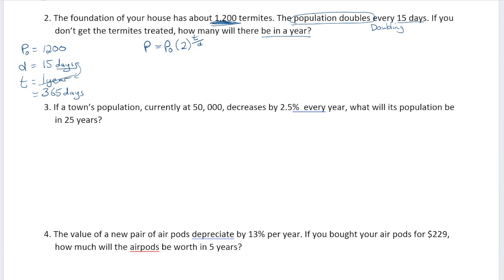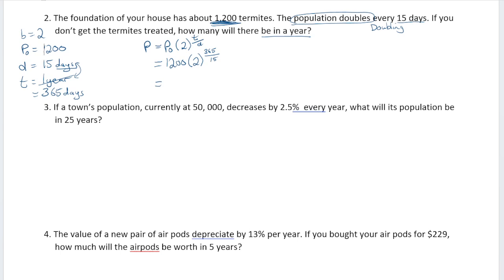And now I can substitute everything into my formula. And I will get P naught, 1200. It's a doubling problem, so my base is 2. We could report the base if we wanted to as well. The time is 365 days. And the doubling time is 15 days. You can work that through on your calculator. You can either work out the 365 over 15. And remember, this is an exponent. This is not a fraction.